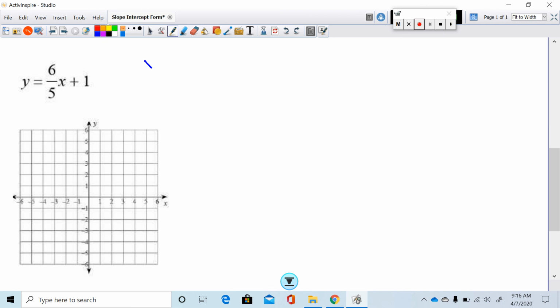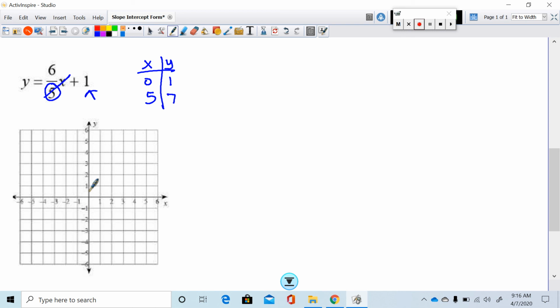Okay, so what I'm going to do for this one, always use 0 because the number that doesn't have a letter attached to it goes with that, so 1. And then I always use the denominator because it scratches out the x, and then I do what's left. 6 plus 1 is 7.